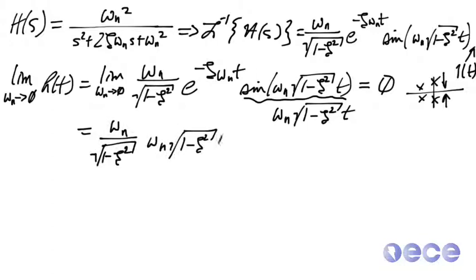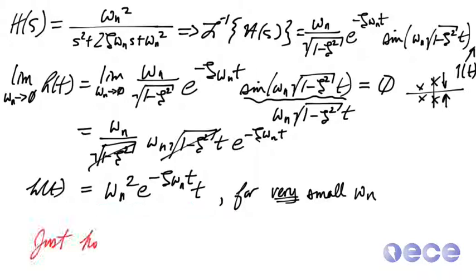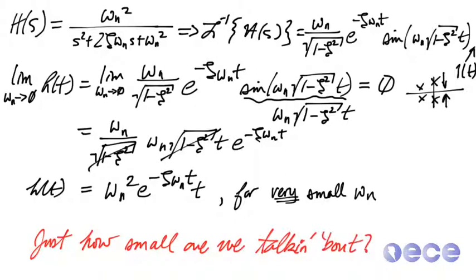Now I can rewrite this as this exponent times the ratio, which is divided by the square root of 1 minus zeta squared. So those are going to go away, and I'm going to end up with this time-valued function. This is h of t for very small omega n. Again, I still have this exponential term that makes me decay. But now I'm also a function of time. As time gets bigger, I accumulate more value, but I'm also decreasing the exponential value. And I'm scaled by the natural frequency.